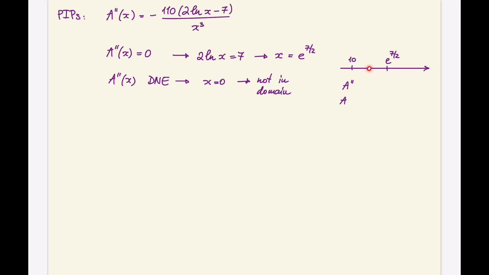So if I pick a number in here and I plug it into the second derivative, I discover that that will produce a negative result. And if I pick a number on the other side of e to the 7/2 and plug it into my second derivative, I discover that this will produce a positive value as a result. So that means that before e to the 7/2, my function was concave down, and after it was concave up. Since the concavity indeed changed, that means that what I have is a true inflection point. Not a potential one anymore, but a true one.